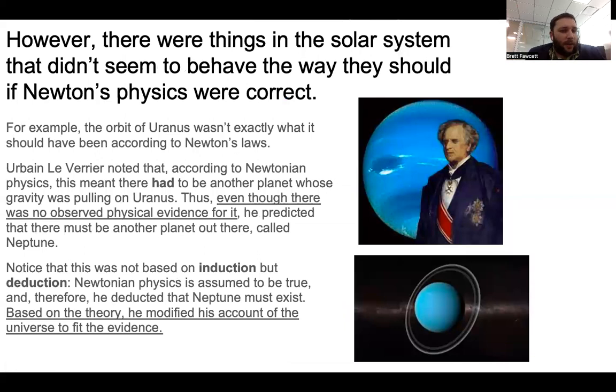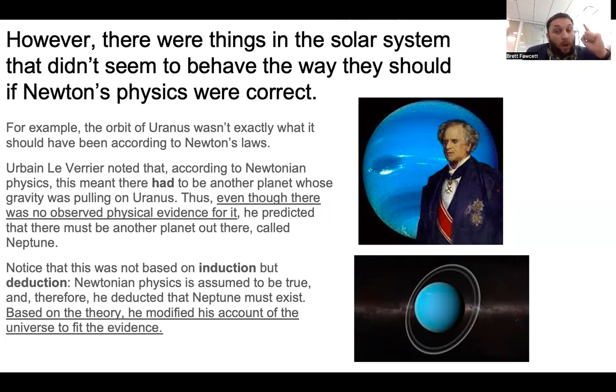Now, that being said, there were still things in the solar system that didn't seem to behave the way they should if Newton's physics are correct. For example, the orbit of Uranus wasn't exactly what it should have been, according to Newton's laws. So a scientist named Urbain Le Verrier noted that, according to Newtonian physics, that meant there had to be another planet out there somewhere, and its gravity was pulling on Uranus to affect its orbit.